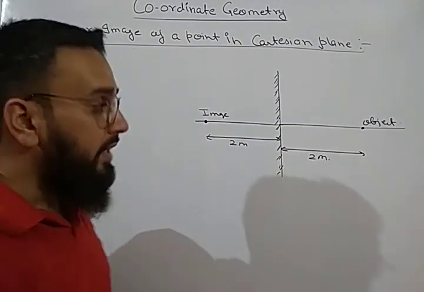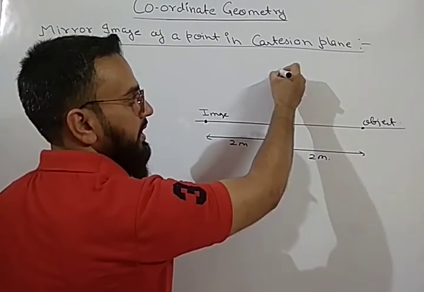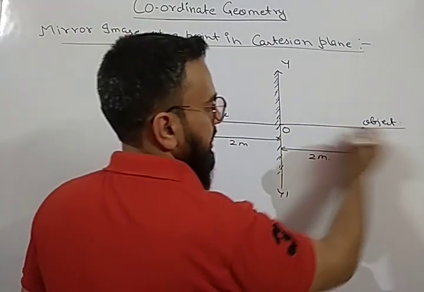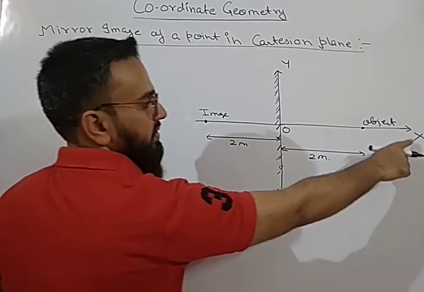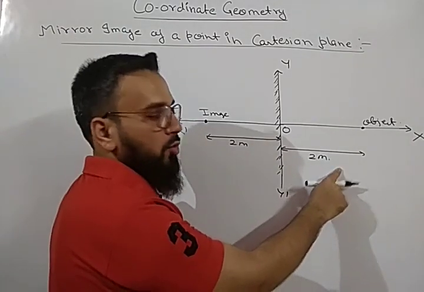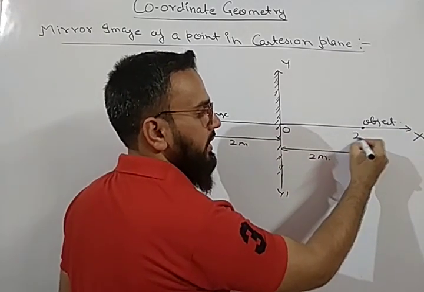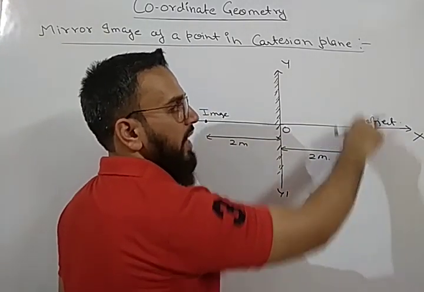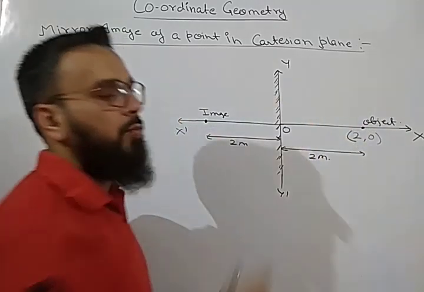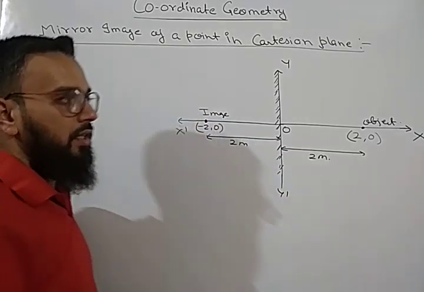Now if we take this particular system as the Cartesian system, and consider this plane as the y-axis, so this is y, O, y dash, and this horizontal line is the x-axis, so it will be x dash, O, x. If this distance is 2 meters, what will be the coordinate of this object? The distance from the y-axis is called the x coordinate, so the x coordinate is 2, and the distance from the x-axis is the y coordinate, and this distance is 0. So the coordinate of this point will be (2, 0). And similarly, the coordinate of this point will be (-2, 0).